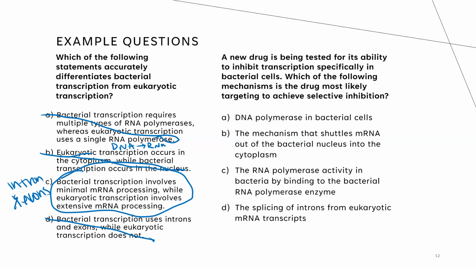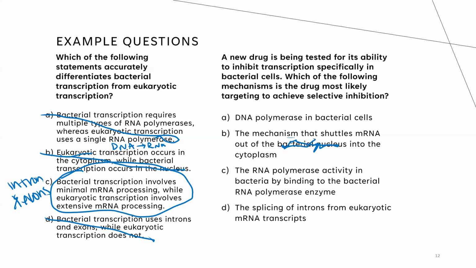All right. So a new drug is being tested for its ability to inhibit transcription, specifically in bacterial cells. Which of the following mechanisms is the drug most likely targeting to achieve selective inhibition? So is it going to be DNA polymerase? Is it going to be the mechanism that shuttles mRNA out of the bacterial nucleus to the side? They don't have a nucleus.